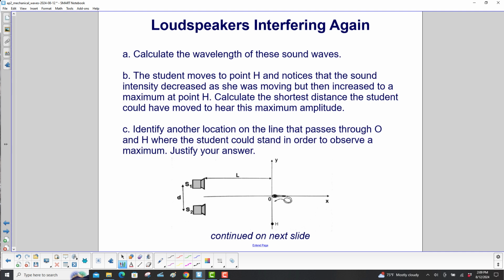B. The student moves to point H and notices that the sound intensity decreased as she was moving, but then increased to a maximum at point H. Calculate the shortest distance the student could have moved to hear this maximum amplitude. C. Identify another location on the line that passes through O and H where the student could stand in order to observe a maximum. Justify your answer.